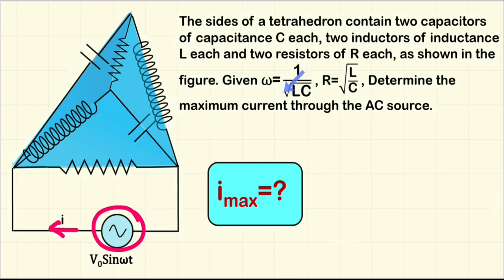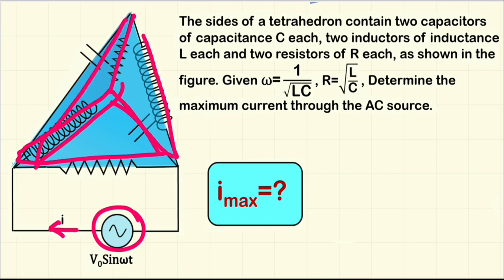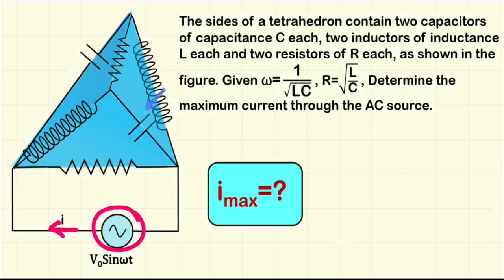So the values of omega naught and R are given such that your calculation becomes easy. There is a sort of symmetry in this diagram here, because if you try to see that there are some triangles forming in this tetrahedron, right? So you can see here that in all these triangles, all the elements that you have are the same, right? There is one resistor, one capacitor and one inductor, right?